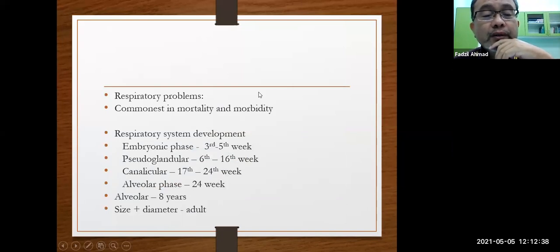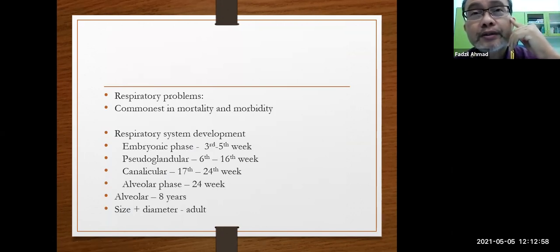Okay, let me get a bit more detail. Respiratory problems are the commonest cause of mortality and morbidity. I think you all know, you go to the ward, you go anywhere, even SCN and ICU, the main problem the patient, the baby, had was usually respiratory problems. The other will be sepsis. So, a little bit about the development of the respiratory system.